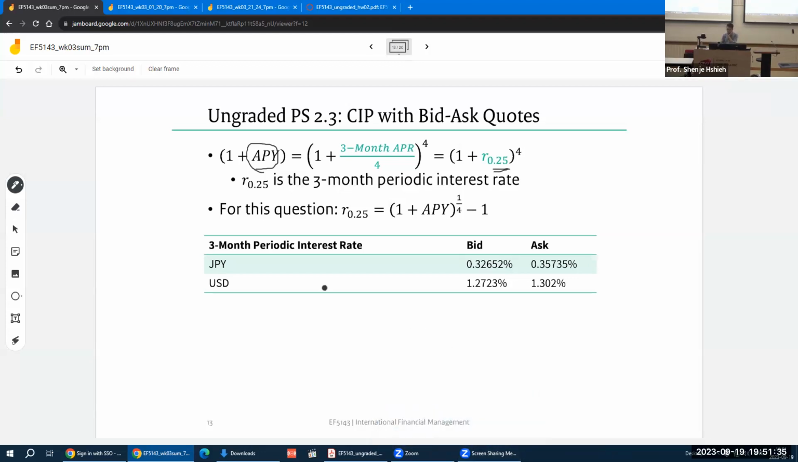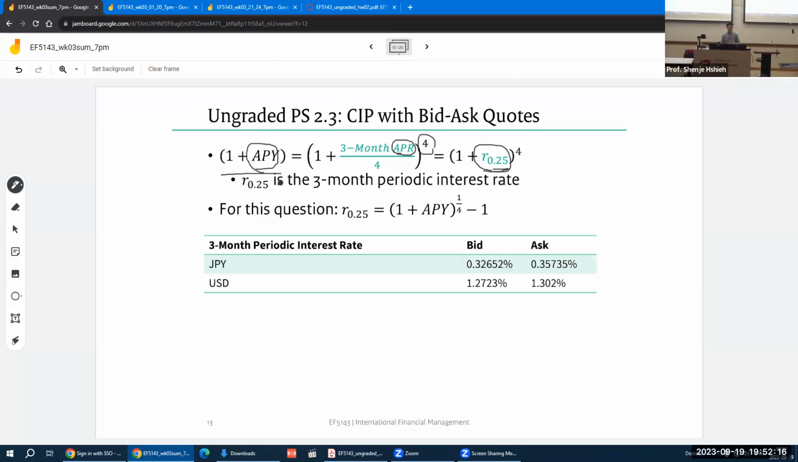Okay, so hopefully you understand, just like in the previous question, we're converting an annual percentage rate to a compounding periodic rate. I think that's called APR if you multiply by the number of periods. So 3-month APR divided by 4 gives you the periodic interest rate. You have to divide by 4 because there's 4 quarters in a year, and you have to take it to the 4th power, compounding it 4 times, and that will give you the annual percentage yield.